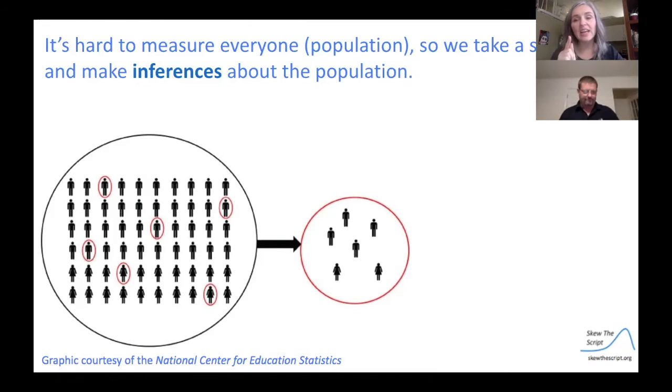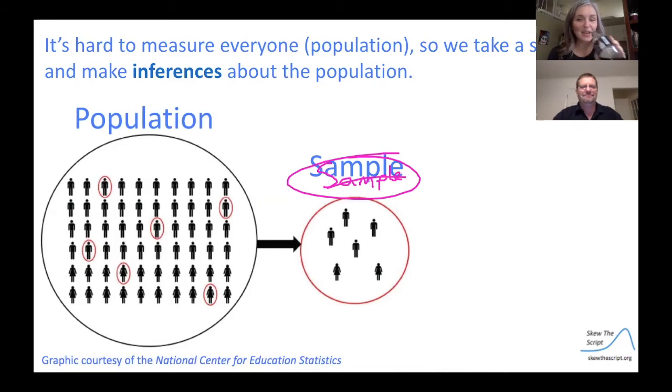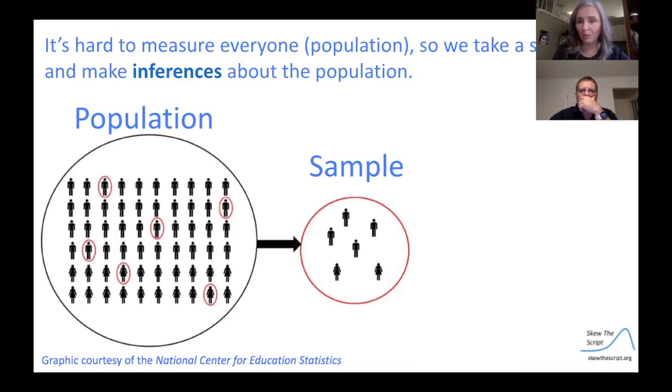Right. And here is where random becomes super important. Because if it's not random, then how I pick my sample could create bias within my data, and my inferences could now be totally wrong. Okay? So my sample is just this little group from the population.